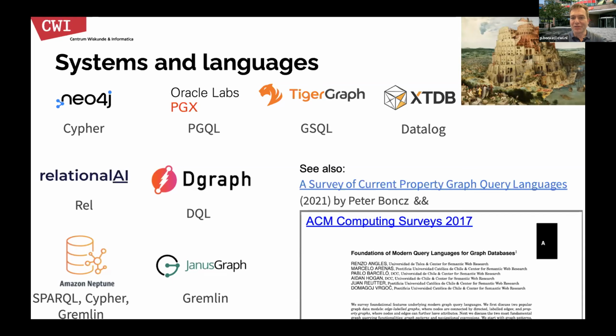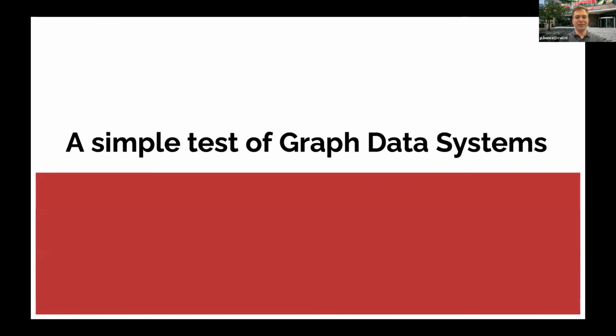If you want to know more about the state of the art in these graph query languages, I would wholeheartedly recommend you to read the ACM Computing Surveys paper from 2017, written by Renzo Angles et al., on the foundations of modern query languages for graph databases. And if you just want to consume a presentation, you may later download this presentation and click on the link, because I have a very extensive survey of property graph query languages available as well, which is a year old.